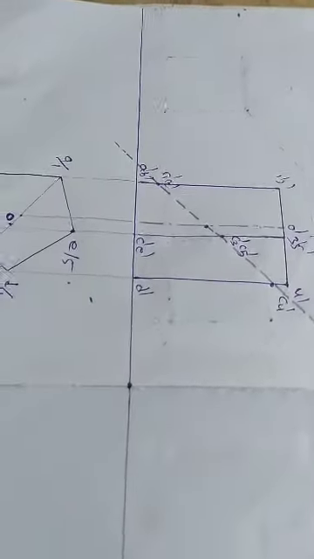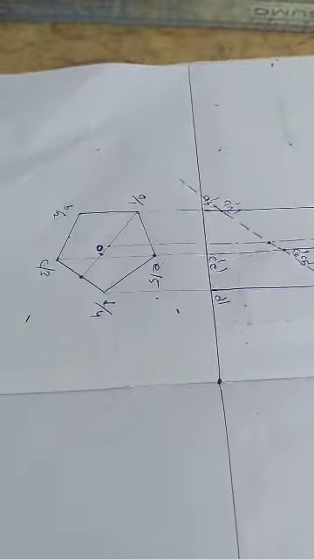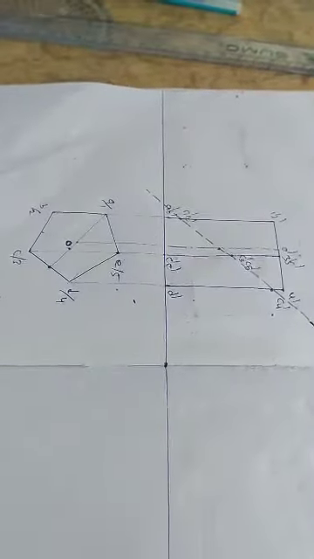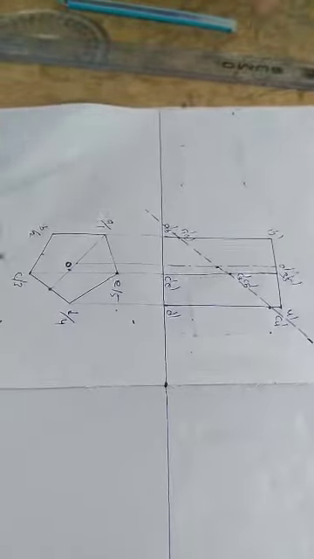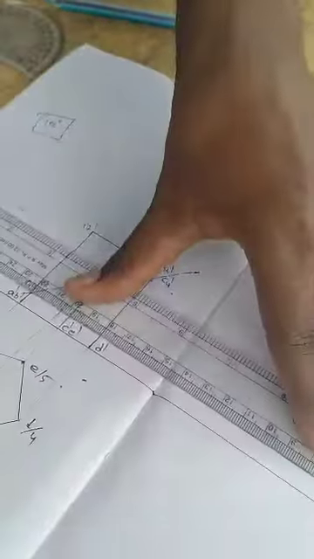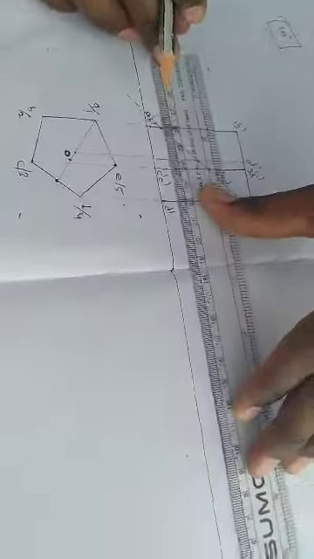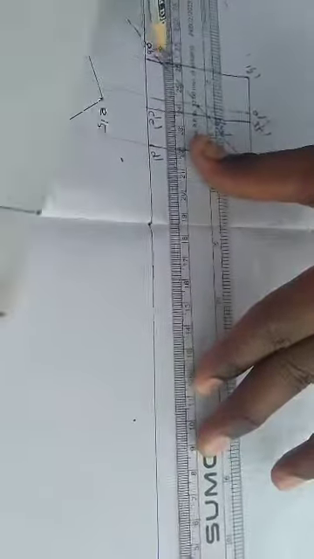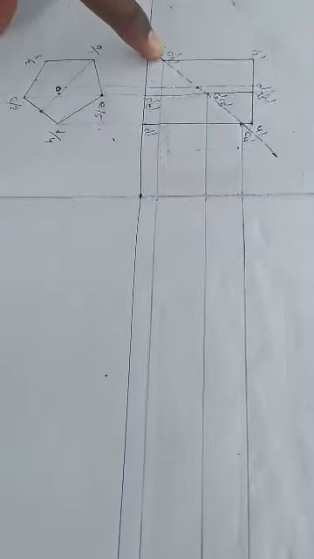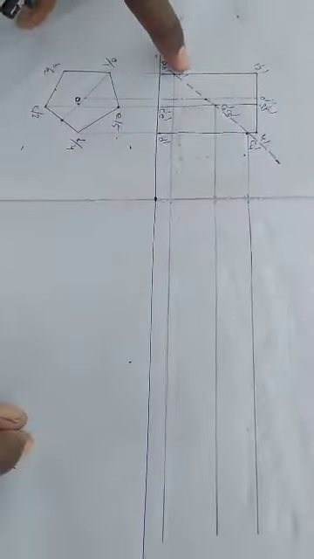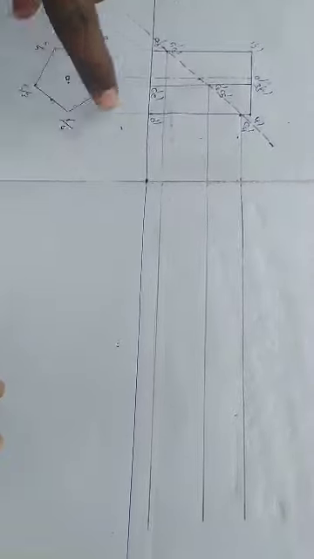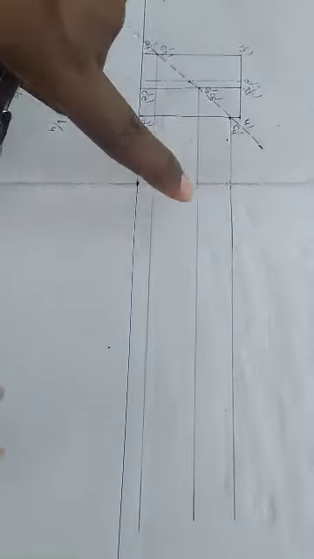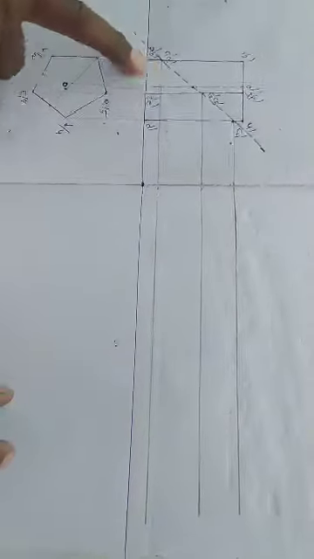Before you unfold the object, draw the projection lines from the cut object. This is the projection line of C1, C2, these are the projection lines of C1 dash, C2 dash, cutting points 1 and 2. Here we have cutting points 3 and 5, and here cutting point 4. These are the projection lines of the cutting points.